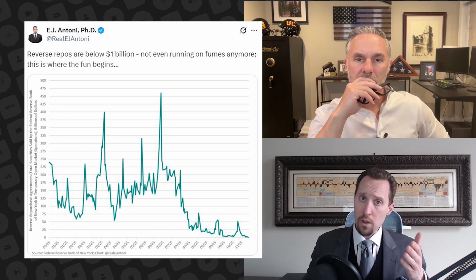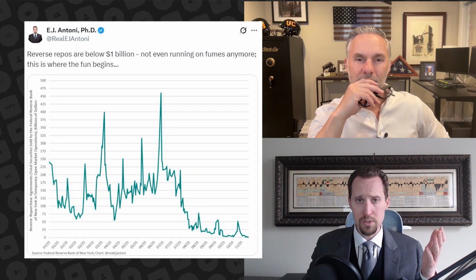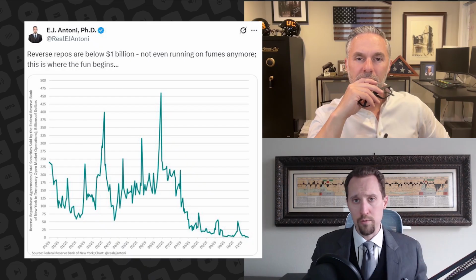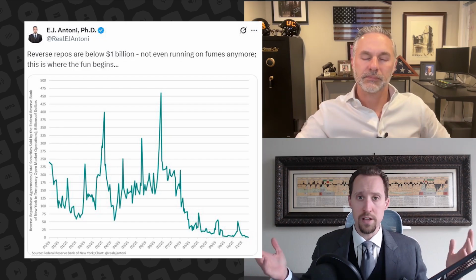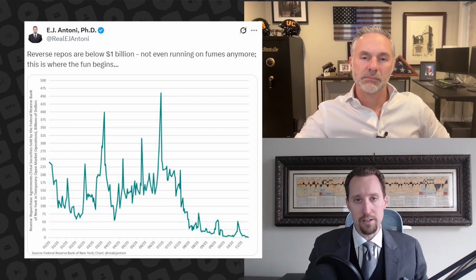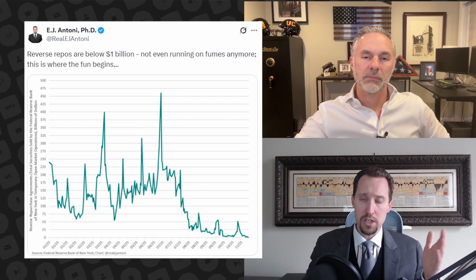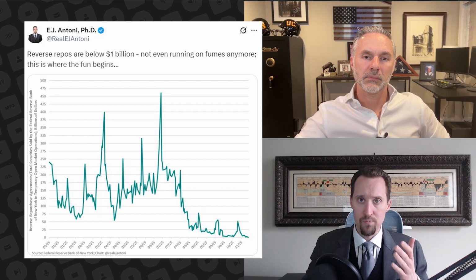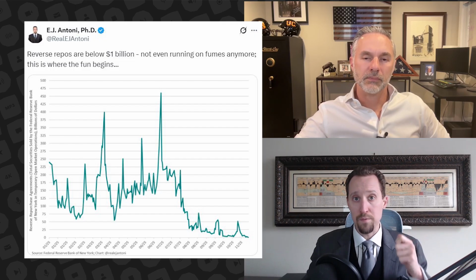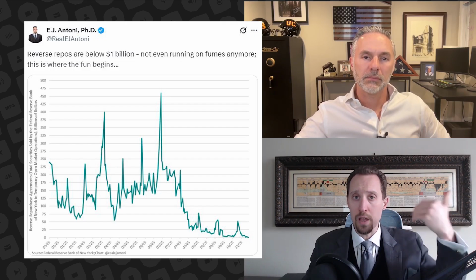And so you and I talked many, many times about how once we run out of reverse repos, the Fed is going to have to stop selling off the balance sheet. Well, sure enough, what did they just announce? December 1st, they're going to end QT. So they're going to stop selling off the balance sheet because, again, selling off the balance sheet is a way to permanently soak up liquidity, right? The Fed hands you a treasury bond and you hand the Fed cash.